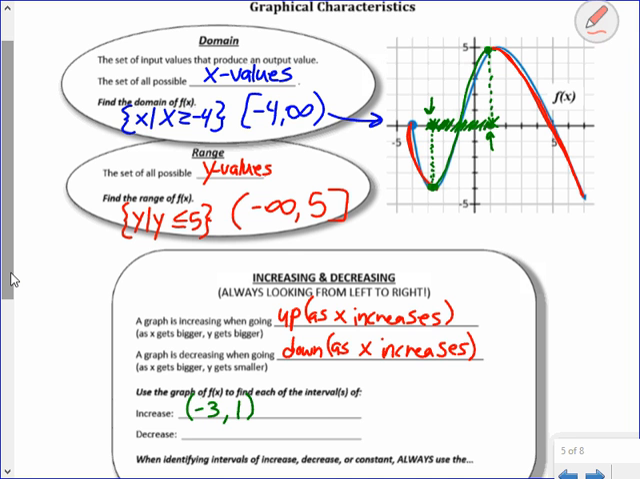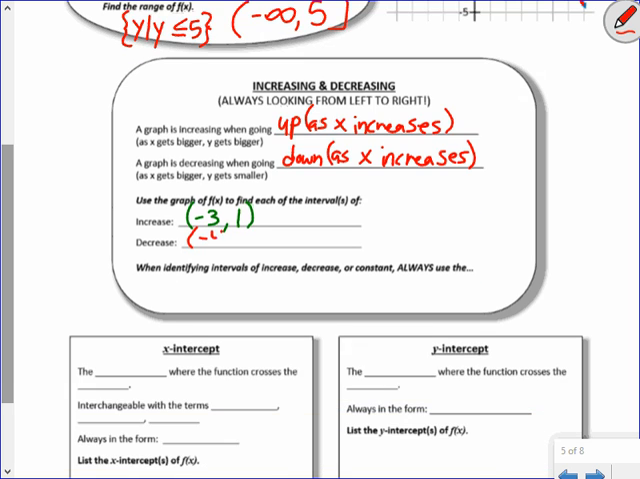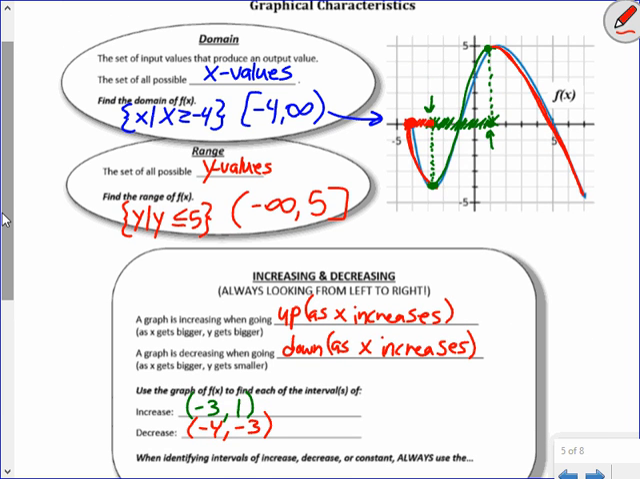Now we're going to do the same thing for decreasing. Let's start on the far left. We always read from left to right. On the far left, this right here is where my graph starts decreasing, and I go along, and then it stops decreasing right here. So this little section of the x-axis is the section where it is decreasing. That's from -4 to -3. It's a really small section of the graph, this little piece right here where it's decreasing.